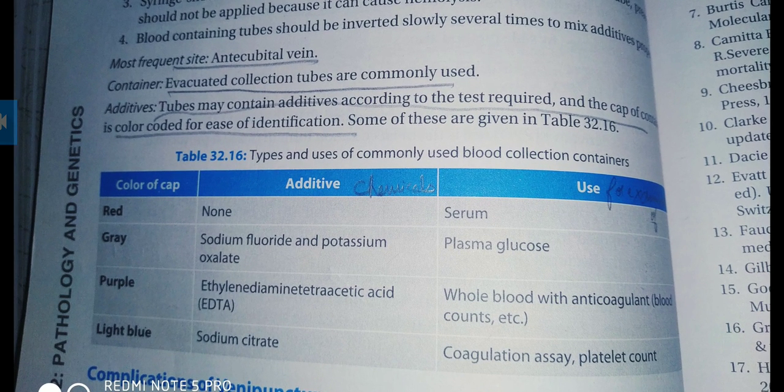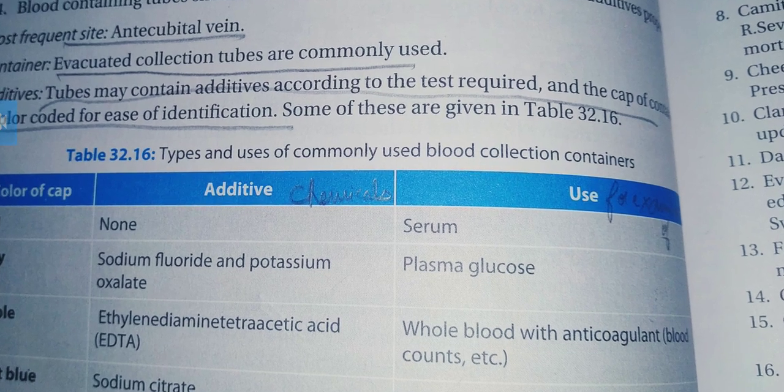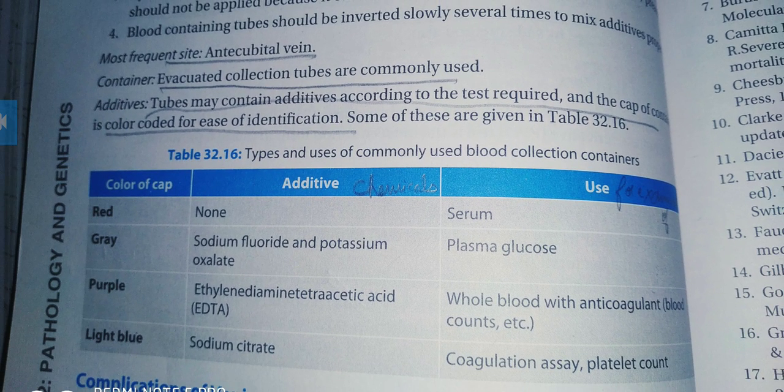The containers we use are the evacuated collection tubes, which are commonly used. The additive tubes may contain additives according to the test required, and the cap of the container is color coded for ease of identification. Some of these are given below. These are important. We should know them in the practical area. These play a very important role.